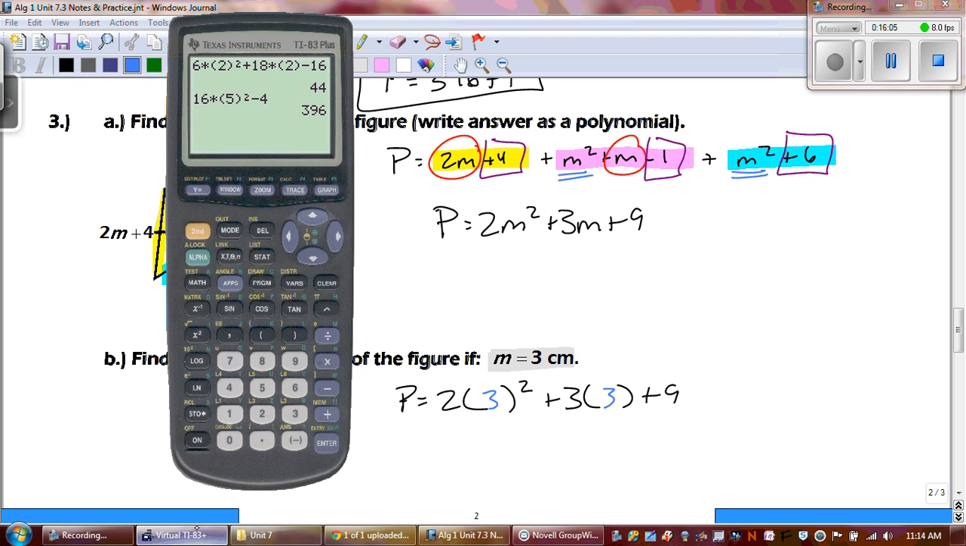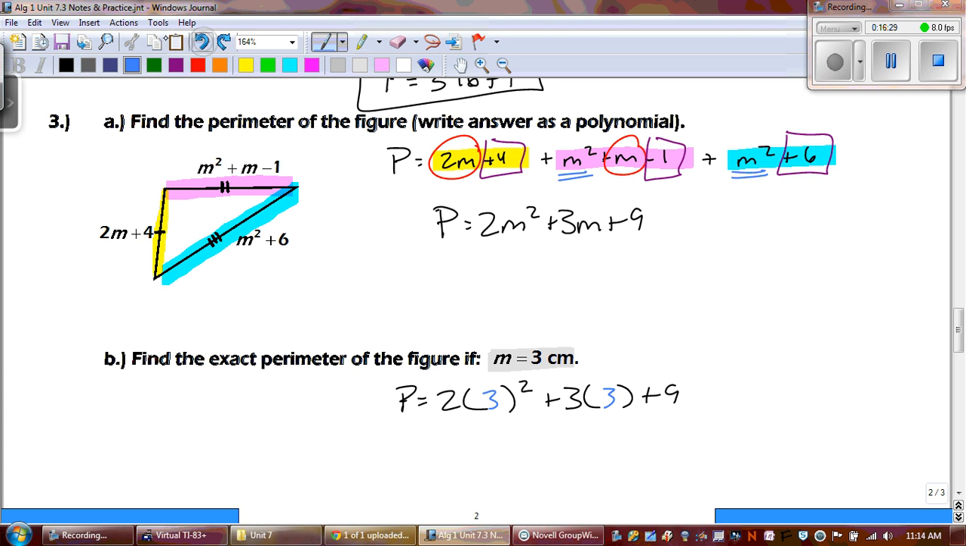So once again, we have to be very careful when we're plugging that in. 2 times 3 squared plus 3 times 3 plus 9. Okay, and when you get that plugged into your calculators, what do you get? You should be getting that your perimeter equals 36, and just remember that we want the units too, so that's 36 centimeters.